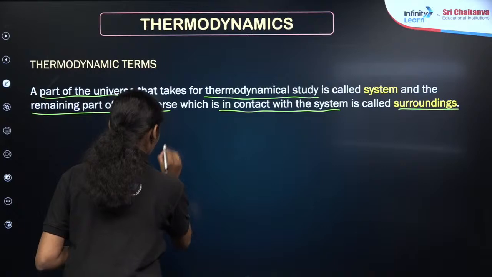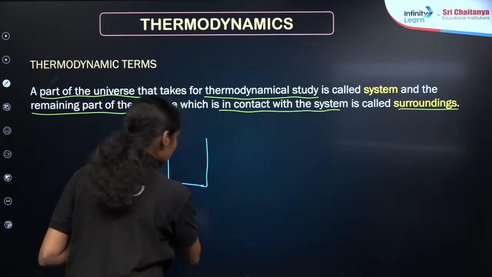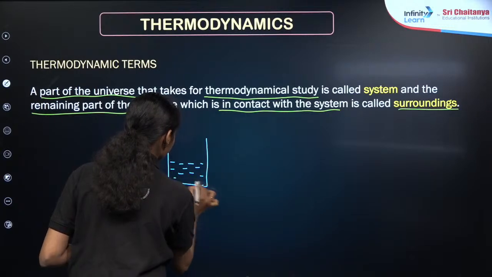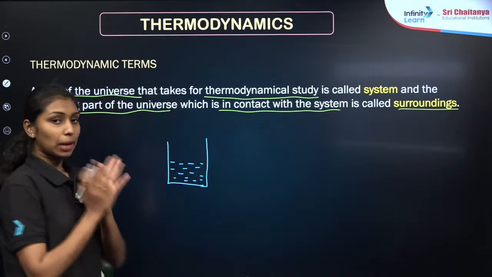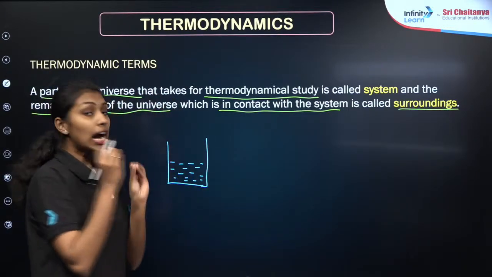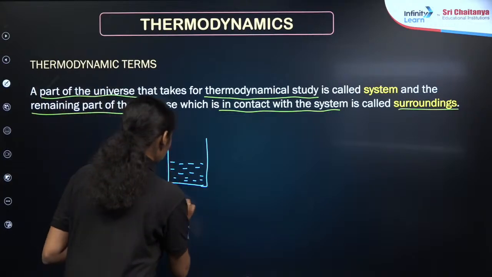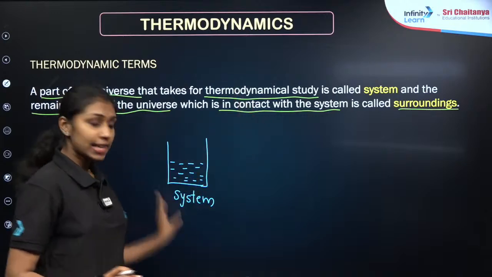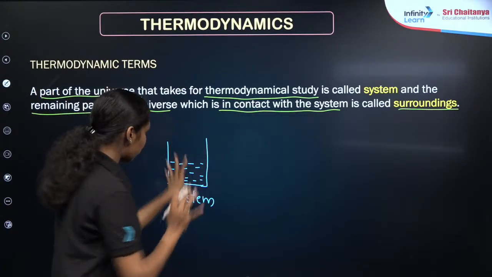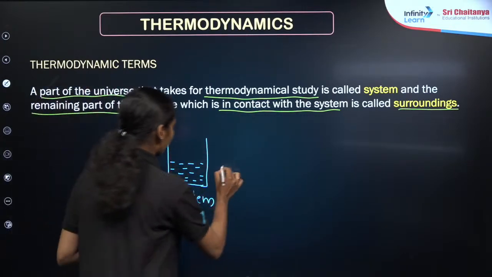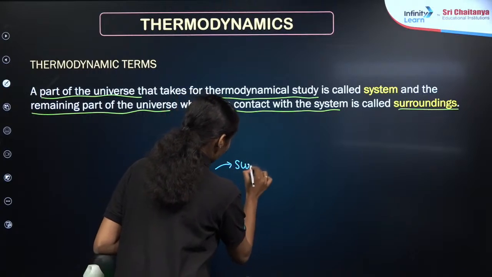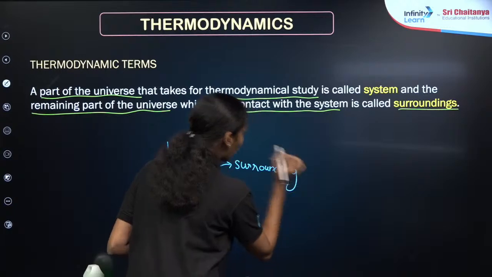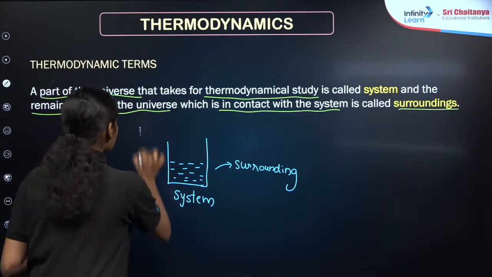For example, if I take a beaker of water here, just assume this is a beaker and this is the water. Now I am keeping this beaker of water under study, so I am taking it as the system. All the part surrounding this system, other than this beaker of water, I am calling the surroundings. So in total, including the system and the surroundings, I can call it the universe.